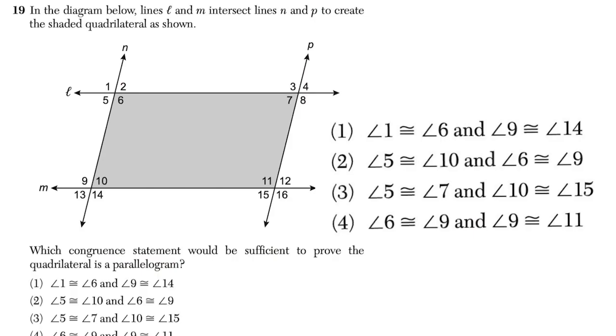Let's take a look at the next question in today's Do Now. It says in the diagram below, we've got lines L and M intersecting lines N and P to create a shaded quadrilateral. It says which congruent statement would be sufficient to prove this quadrilateral is a parallelogram.